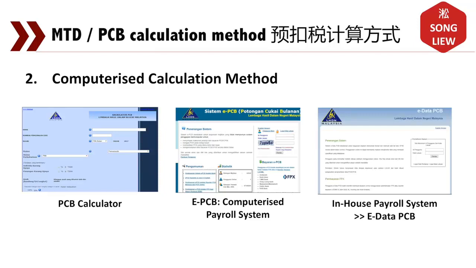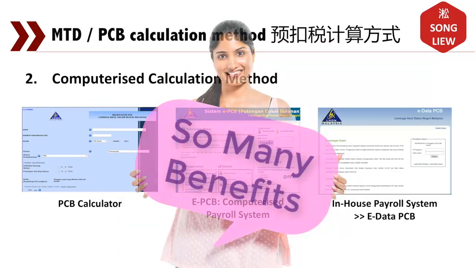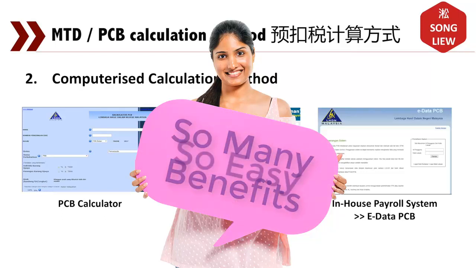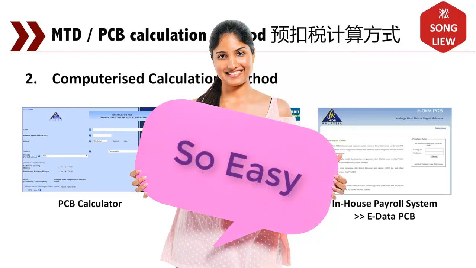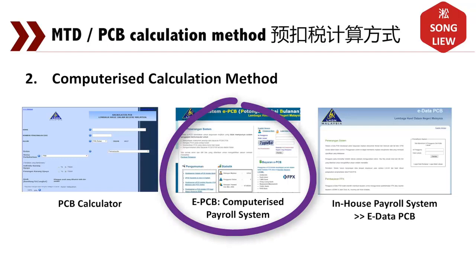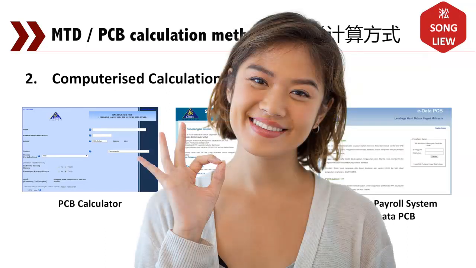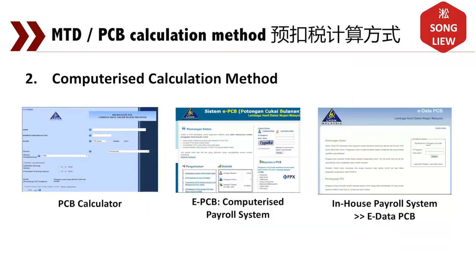If you want me to rank which one is the best and which one is the worst, I will say the best one is the eData PCB. You just get SQL Payroll and then all the summaries can be printed out, your EA form can be printed out, your PCB details can be printed out, and then when you upload, it's just upload, make payment, done. It's so easy. The second ranking, I would say it goes to ePCB. Now ePCB is better than the third and fourth. Why? Because when you lock in your details, all the information, all the remuneration, past records are all inside.